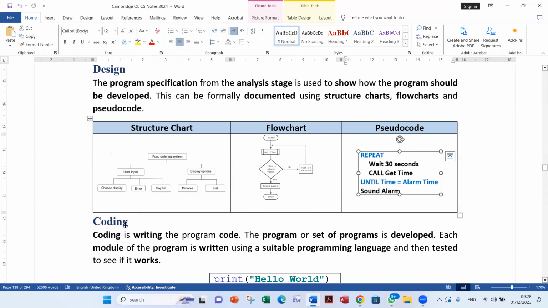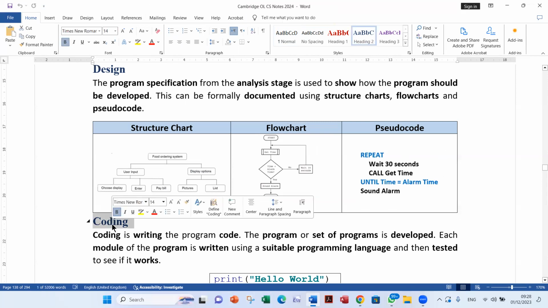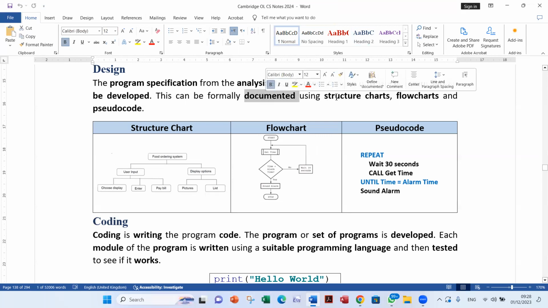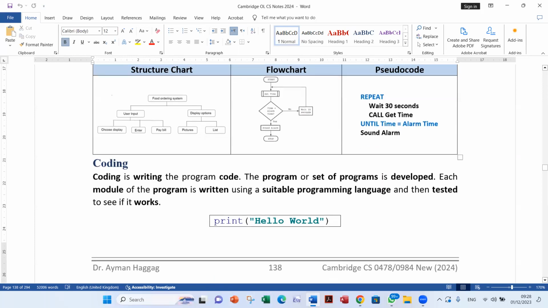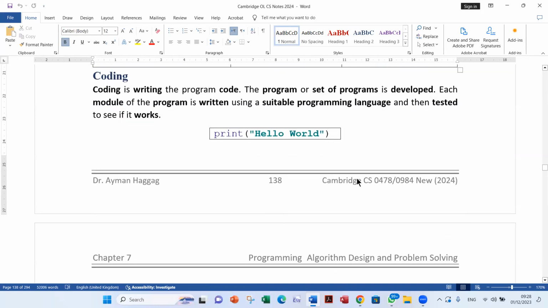Writing pseudocode will be prior to coding. Actually, in your O level, you will never be coding. You will be just writing pseudocode or flowcharts. So this design can be formally documented using structure charts, flowcharts, and pseudocode. Later on, we will spend lots of time doing flowcharts and pseudocode. And then we come to coding.